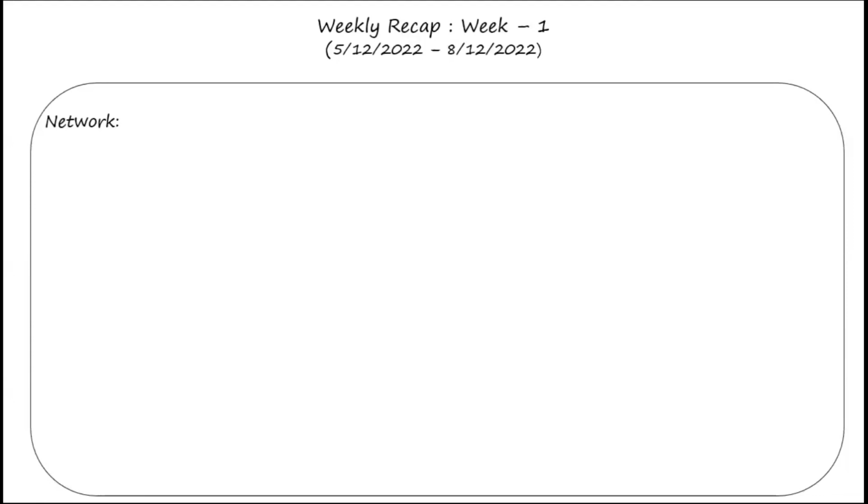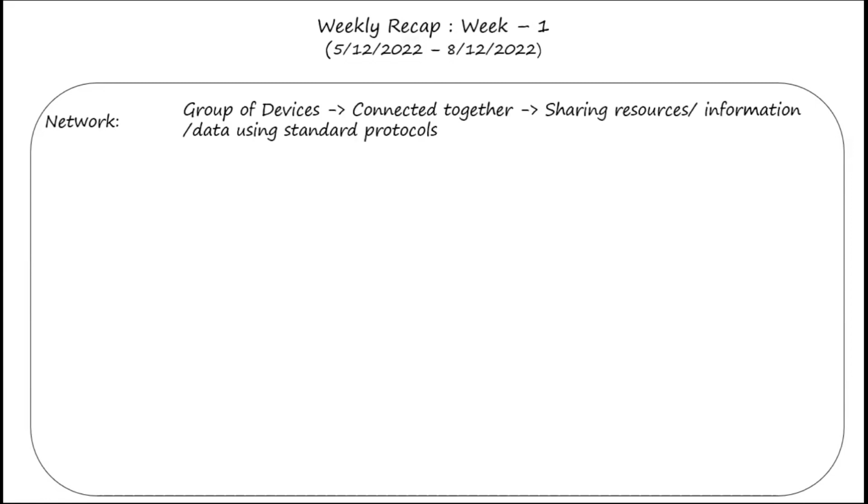And this only happens when they are following a standard set of rules, when they are using standard protocols. So very shortly, I've written every point for you. It's just a group of devices connected together, sharing resources using standard protocol. Just remember these definitions and you will be able to print a mental picture for yourself of how a network is being formed. Now, moving further, the second topic that we did was network components.